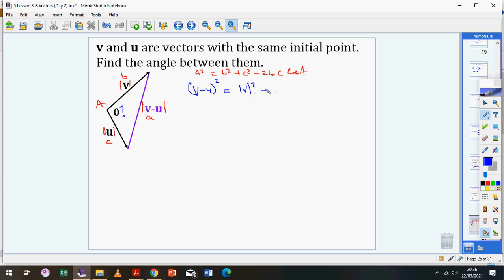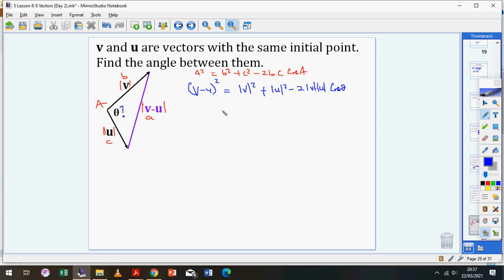Plus c squared, c is the magnitude of u squared, minus 2 times b times c. So that's now a dot product. It's not a magnitude product. That's going to be 2 times v dot u cosine of theta. When I expand, sorry, these are magnitudes. These are magnitudes.